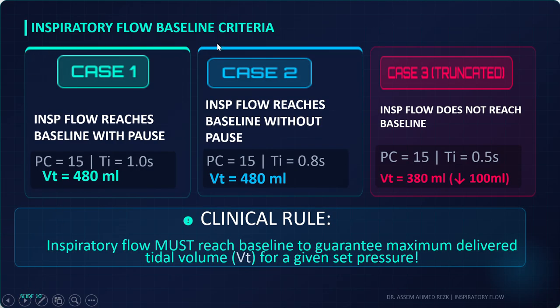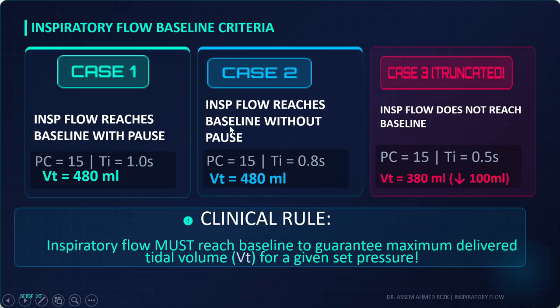Inspiratory flow baseline criteria. You have three cases. In case one, inspiratory flow reaches the baseline. You set the pressure at 15 and inspiratory time at 1 second. In this time, the tidal volume delivered to the patient is 480, reaching maybe around two-thirds within this 1 second, and for the remainder of the second there is a pause with static flow.